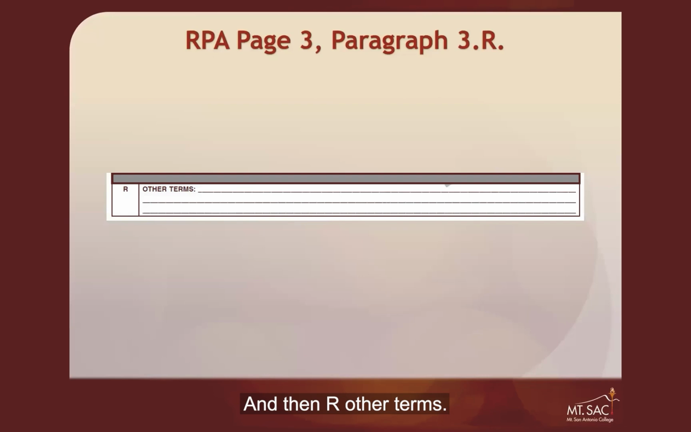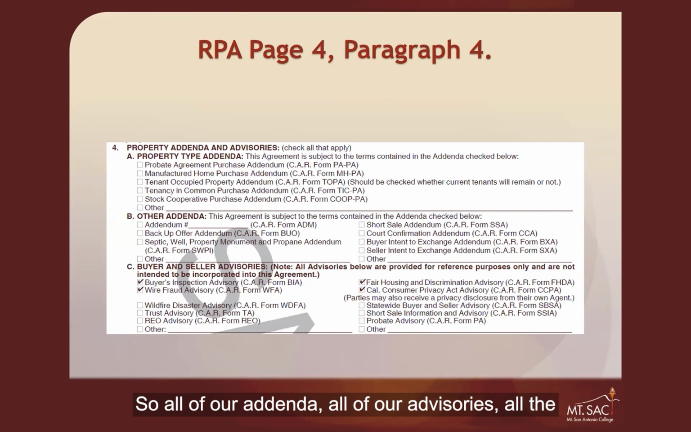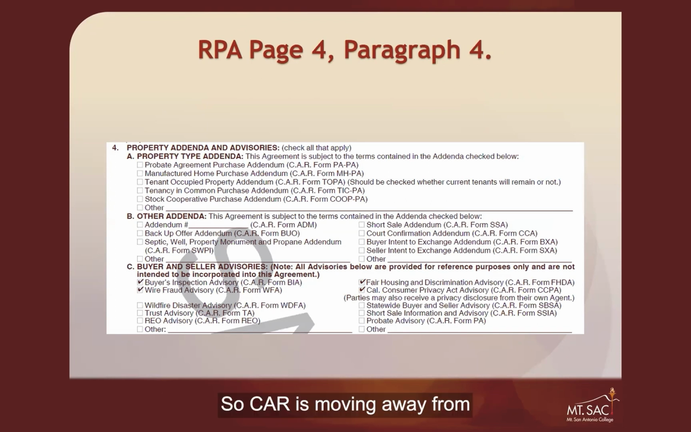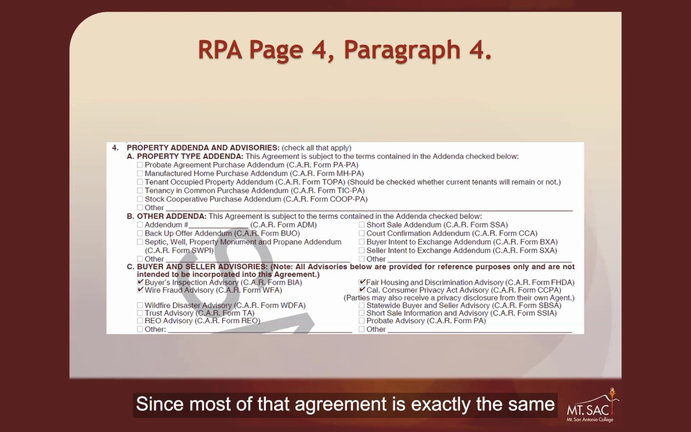And then R, other terms, right? Other terms. So all of our addenda, okay? All of our advisories, okay? All the extra stuff, all here in 4A, B, and C. So CAR is moving away from specialty purchase agreements if they can. So there's not going to be a probate purchase agreement anymore. There's not going to be a manufactured home purchase agreement or mobile home purchase agreement anymore. Since most of that agreement is exactly the same as this agreement, they're just going to have an addendum to pick up the extra stuff.